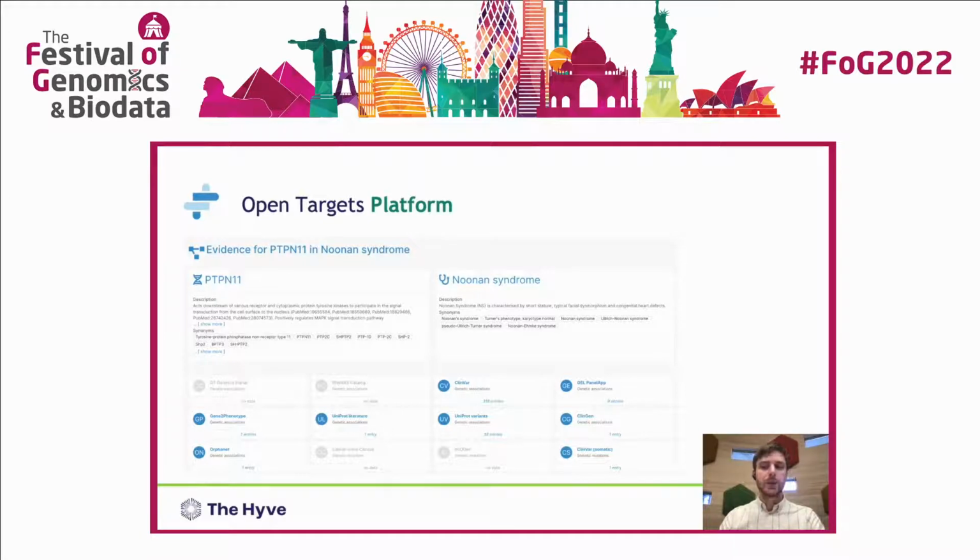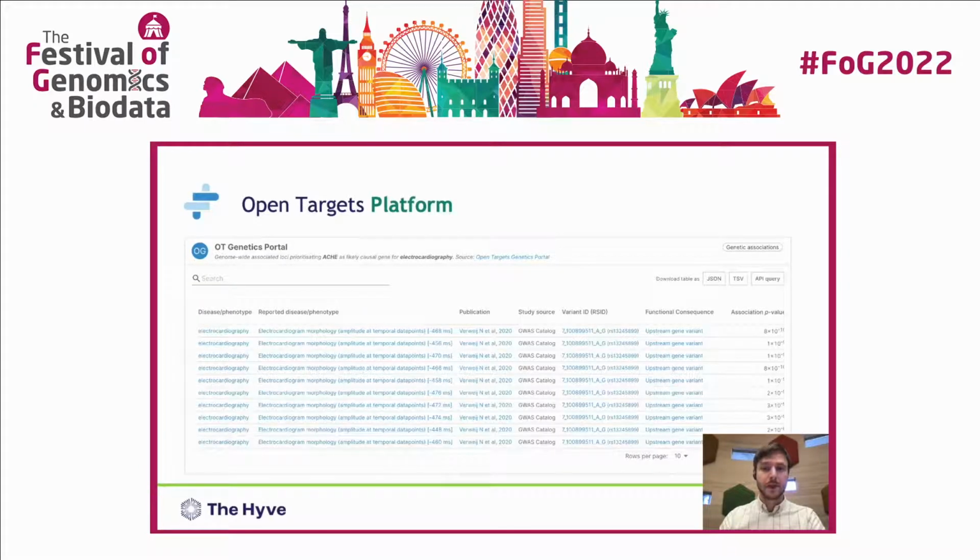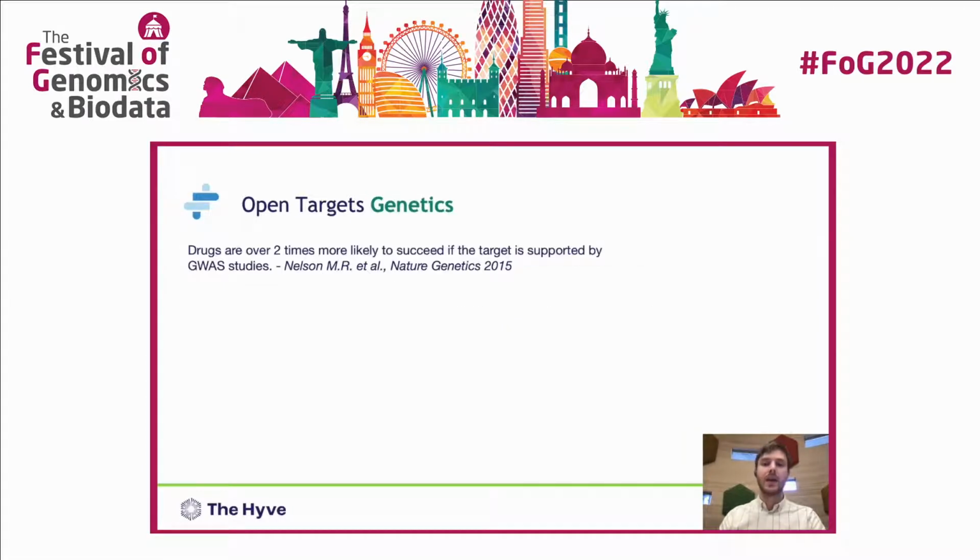Here we look at the evidence page of the PTPN11 gene that is associated with Noonan syndrome by 8 different data sources. Here we look at one of those data sources in particular, the OT Genetics portal. This data source associates genes with diseases by GWAS studies. And this brings us to the next application.